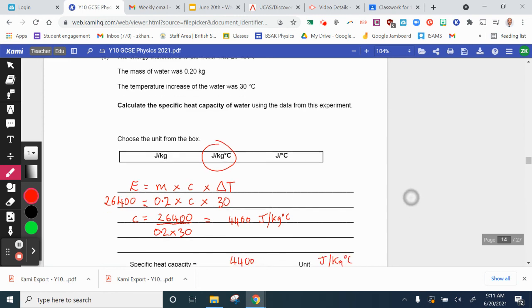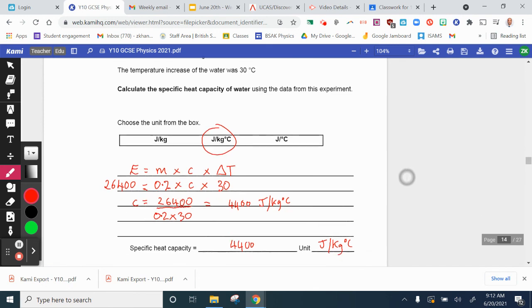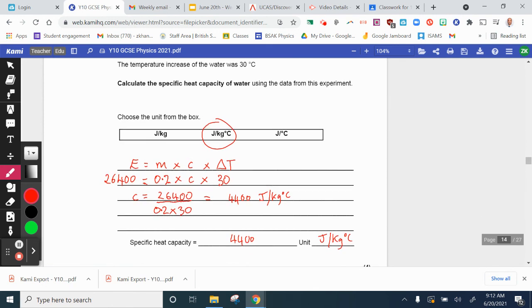So what is the unit for specific heat capacity? It is joules per kilogram per degree, and that is the unit. And the formula we need is: the energy transferred is equal to the mass multiplied by the specific heat capacity multiplied by the change in temperature. This formula will be given to you on your formula sheet. You will need to rearrange it to find the answer for the specific heat capacity.